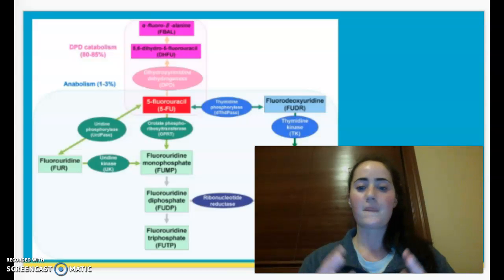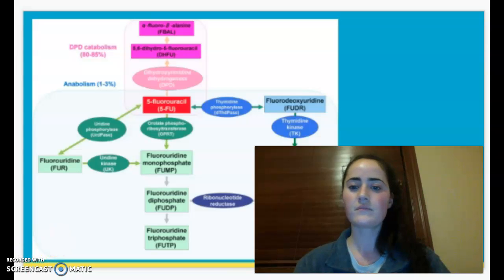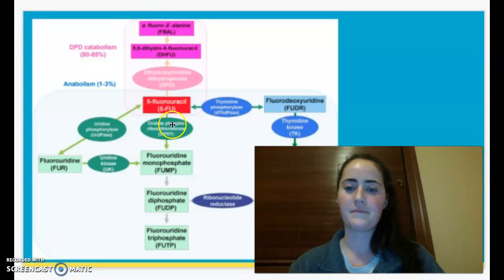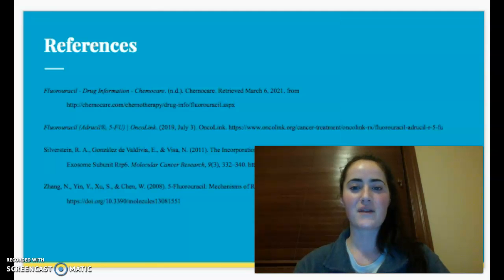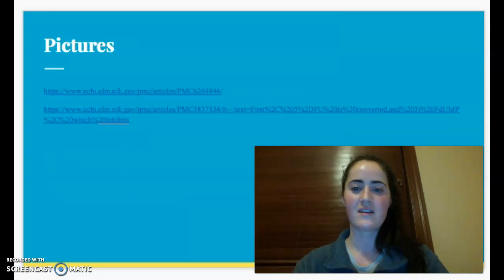So let me see here if there's anything else. Yeah, so hopefully having this chart helped put everything together here. These are my references, and then these are my sources for the pictures.